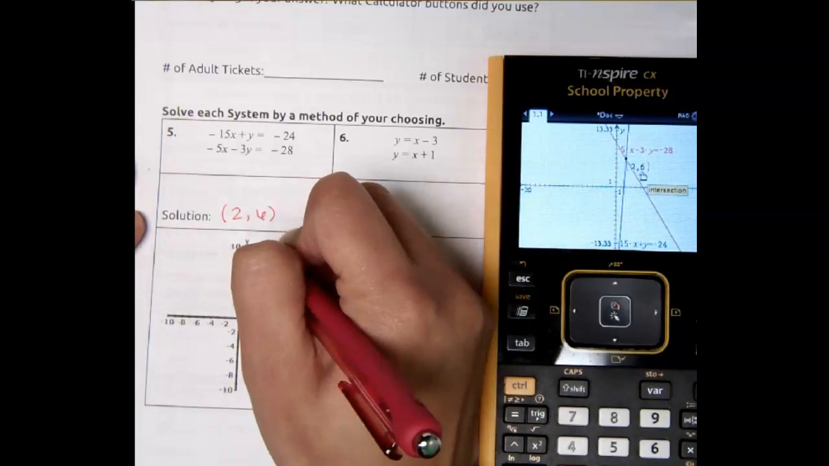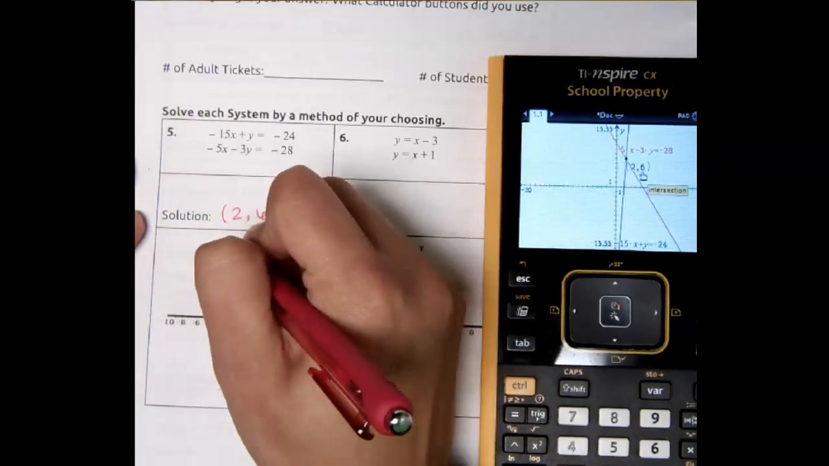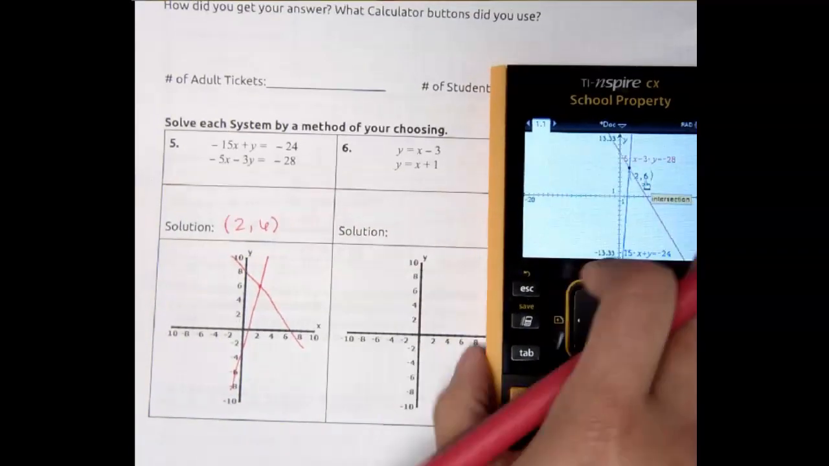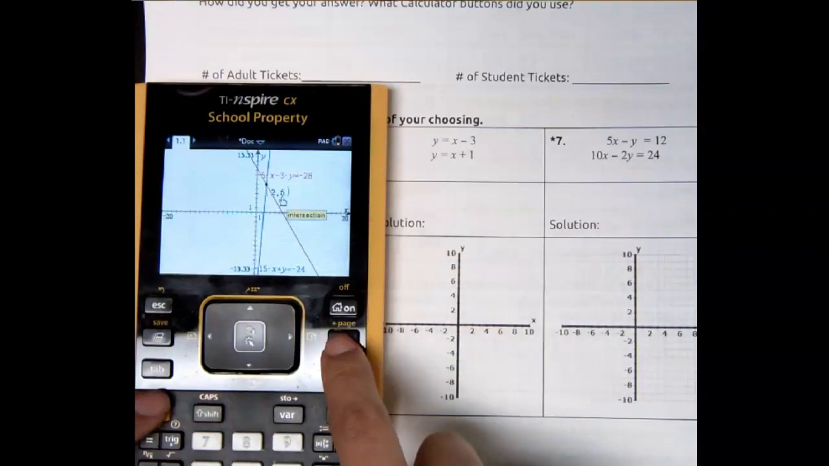And I'm just going to sketch what they would look like, just so we know why it is (2, 6), because that's where those two lines intersect. All right, so now I'm going to do the next one. I'm going to graph it again.